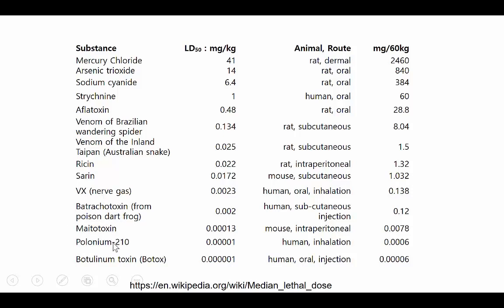Maitotoxin, we will see again soon. And which one is the most toxic material? This one. Botulinum toxin. And the LD50 value, can you count? 0.00006 milligram per person. Wow, how much is this? This is 3 here and 3 again here. So it's 0.06 microgram, and going down further, this is 60 nanogram. That's why we want to be familiar with these small units.